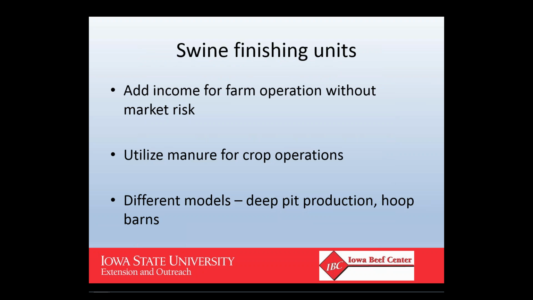And swine finishing units, the Steenhooks will talk a little bit about their building here in a little while, but it's a way to add income for a farm operation, and somebody else owns the pigs and hopefully takes most of the market risk. You have a contract, and then you just evaluate the contract and whether it's good enough. One of the reasons the contract can work is you can utilize the manure for crop nutrients, so hopefully you're getting paid. It's really been used a lot in Iowa and all the way through the Midwest to give people an opportunity to replace some off-farm income with something they can do on the farm and raise a nutrient that will help their operation.